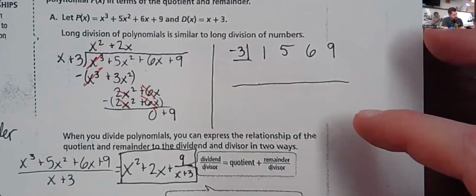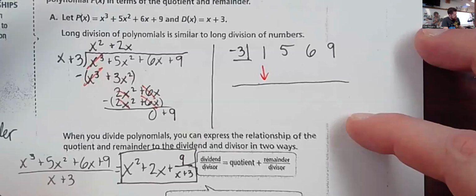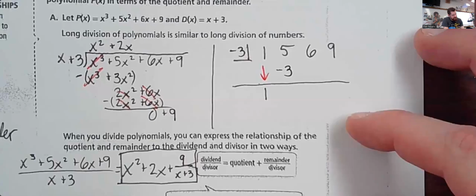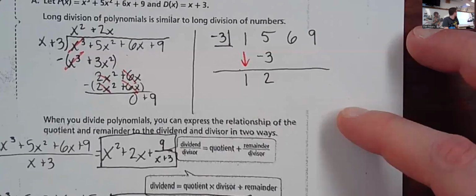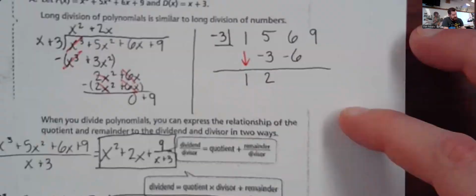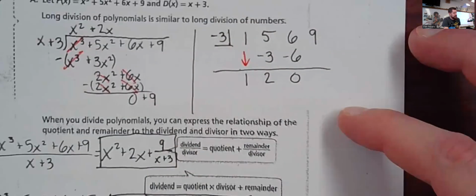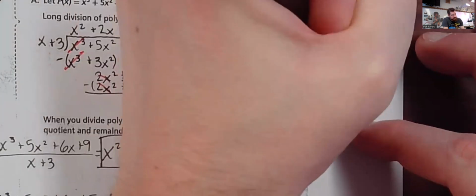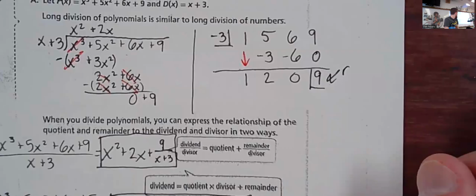And then if we bring down the 1, we can start our process. 1 times -3 is -3. 5 plus -3 is 2. 2 times -3 is -6. 6 plus -6 is 0. 0 times -3 is 0. 0 plus 9 is 9. We've got a remainder of 9.